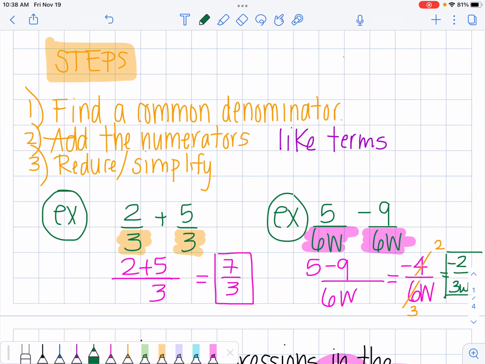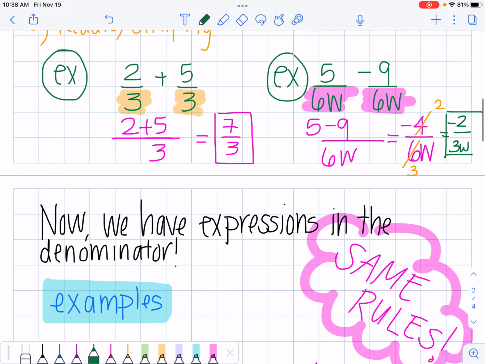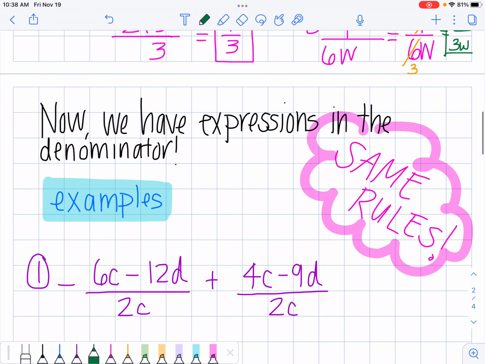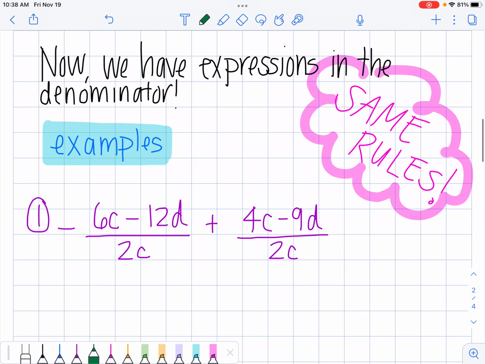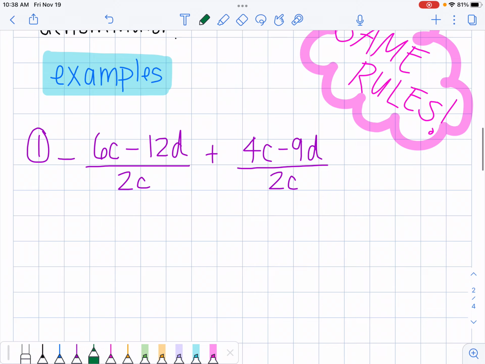Okay, now we're going to make it a little bit harder with some more expressions. The rules are the same, even though I have expressions in the numerator, which is the top, and the denominator, which is the bottom. My rules stay the same. Is my denominator the same? Add together the numerators and simplify. So I'm going to look here and say, yes, I have a common denominator. It's both 2c.